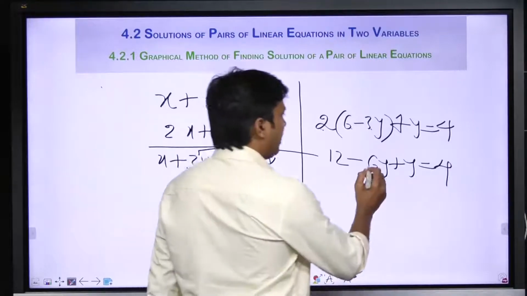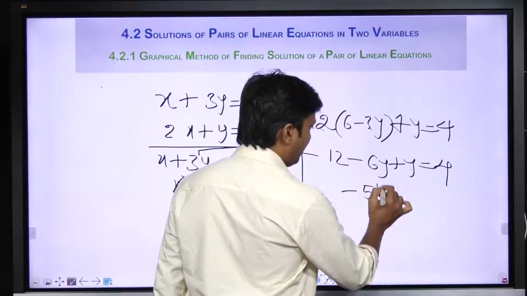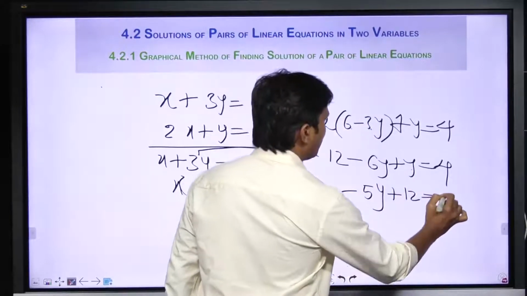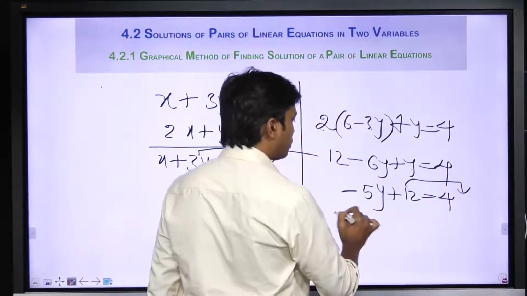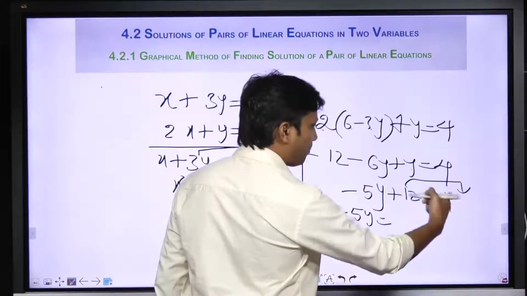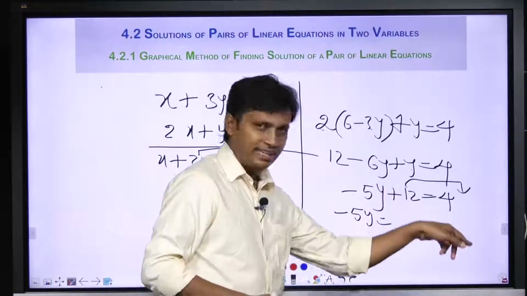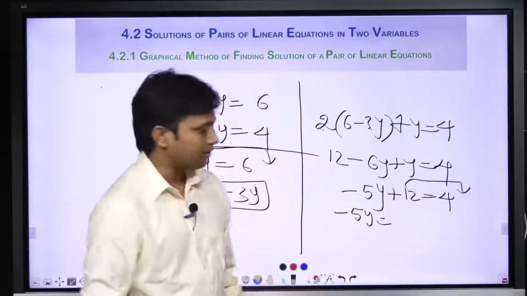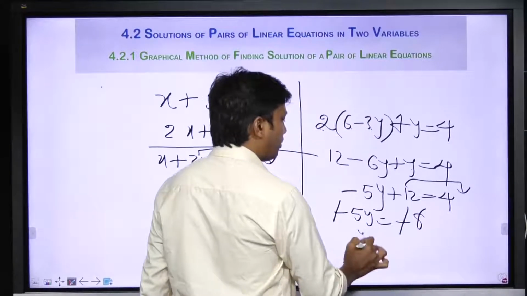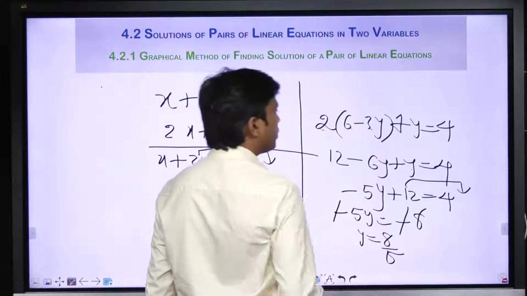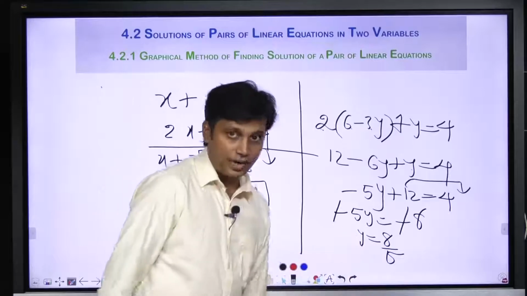So see here, minus 6y plus y would be minus 5y, plus 12 equal to 4. Now plus 12 on taking to the other side becomes minus 12. So minus 5y equal to 4 minus 12. You are 10th standard students, so I don't need to put this step again. 4 minus 12 I am directly writing, that would be minus 8. On both sides you can cancel minus, and y equal to 8 upon 5, right? So we obtained the value of y here.